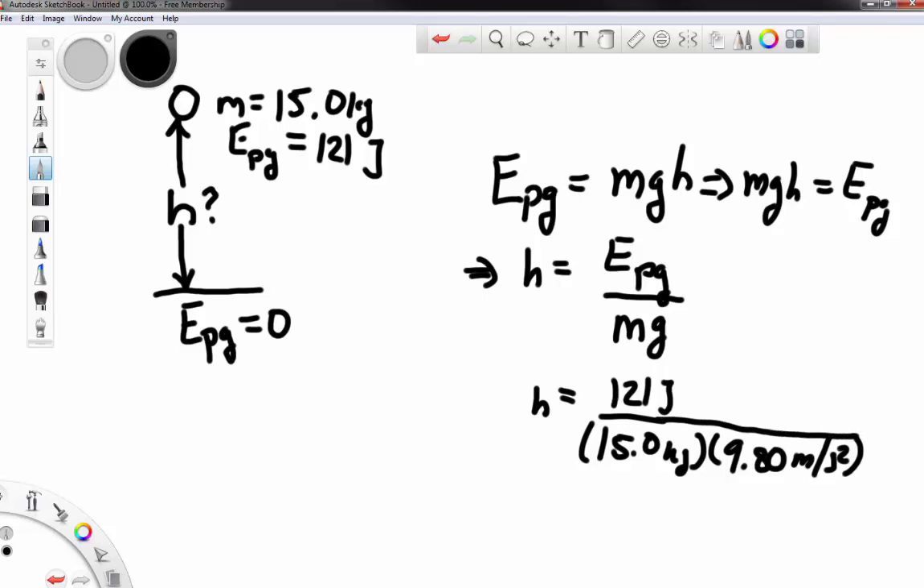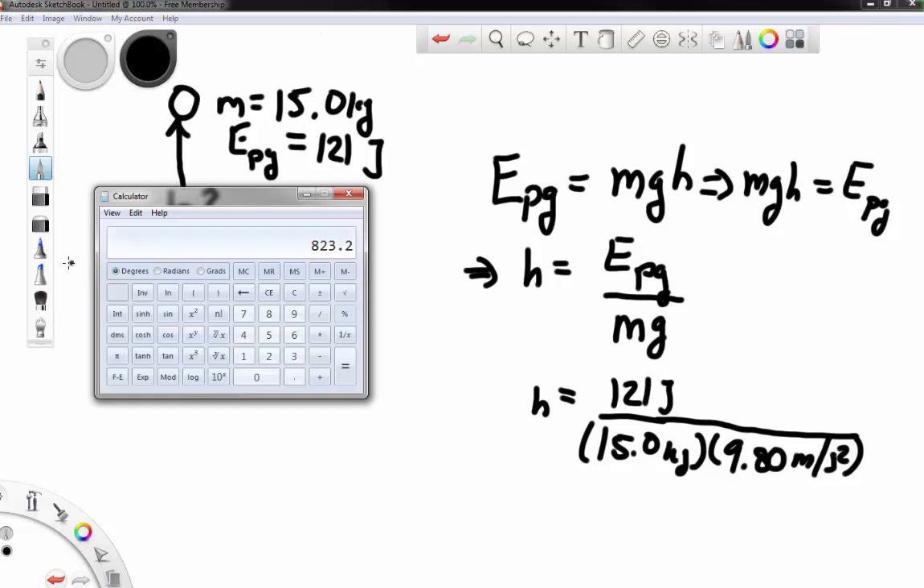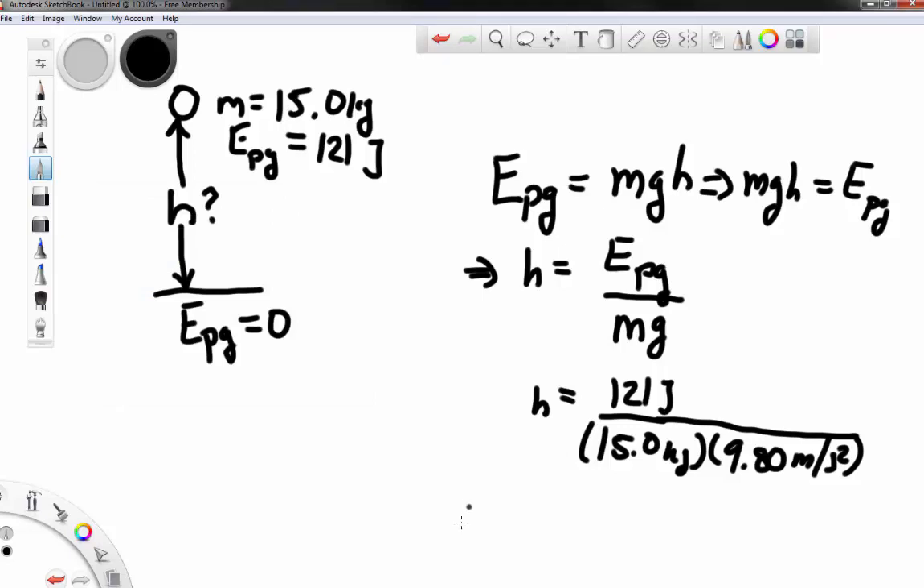Okay, I need my calculator. So we take 121 joules and divide by 15 kilograms times 9.8. Gotta close the parentheses and get 0.823 meters. So the height we just solved for was 0.823 meters.